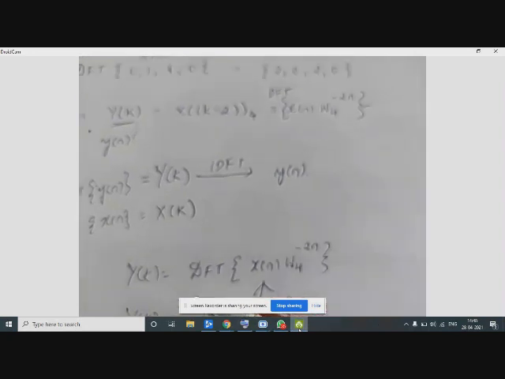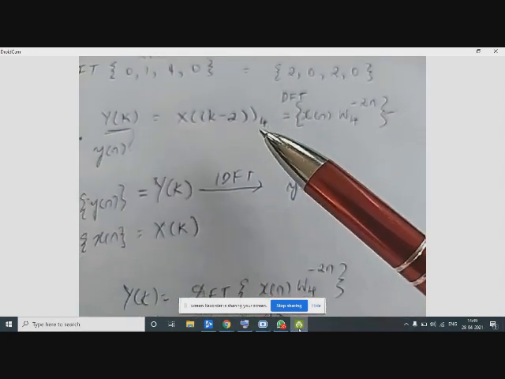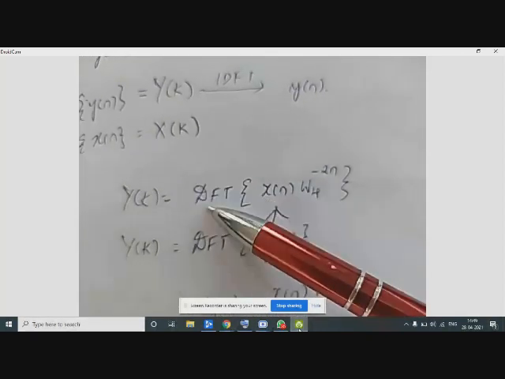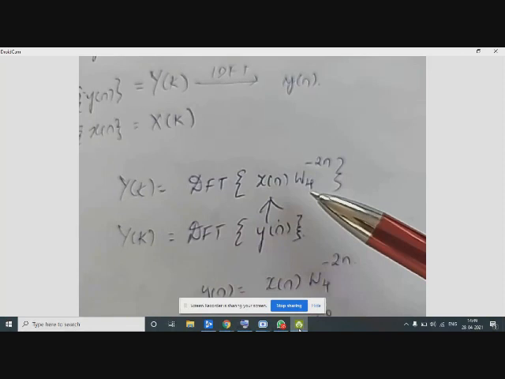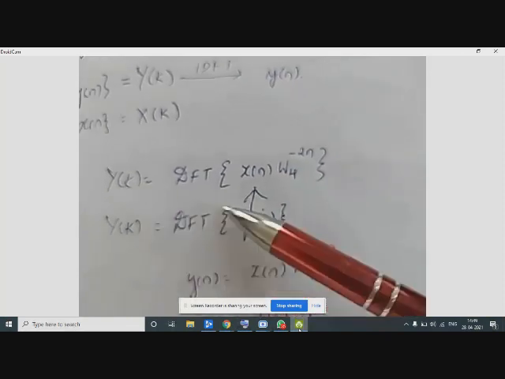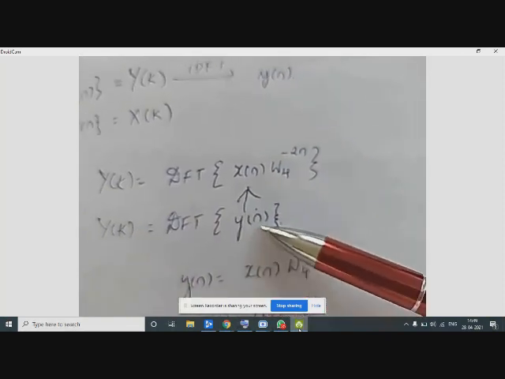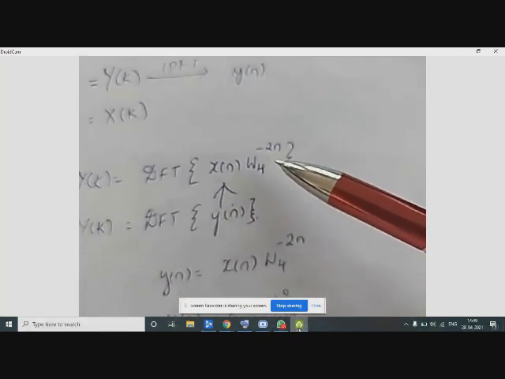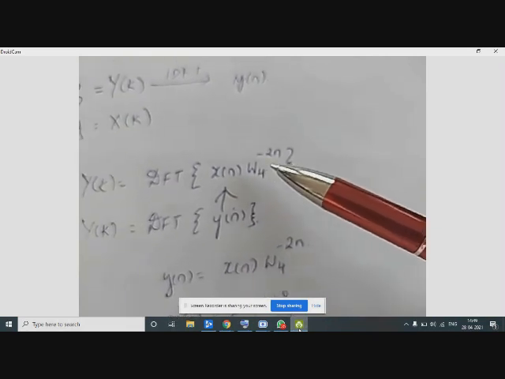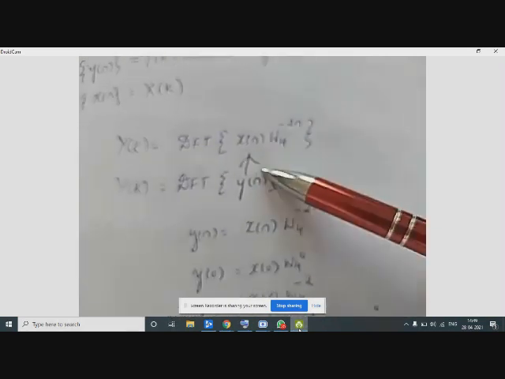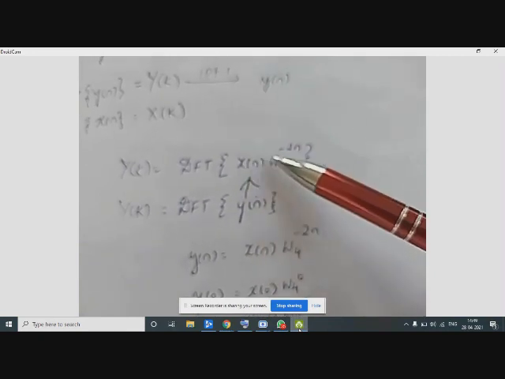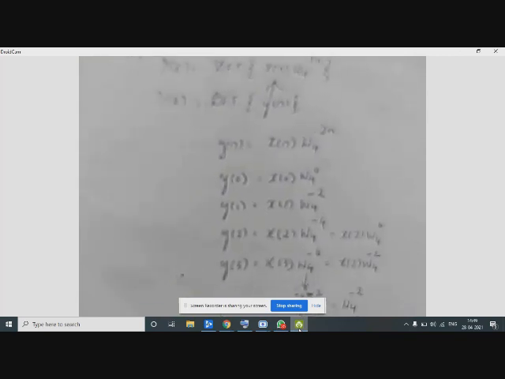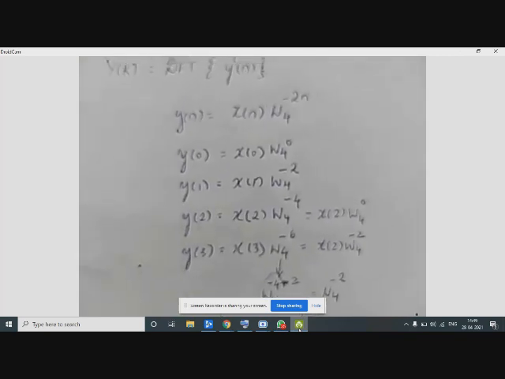Given from the question, y of k is x of k minus 2, that is DFT of x of n W4 power minus 2n. If y of k is equal to DFT of x of n W4 power minus 2n, y of k is also DFT of y of n. That means y of n is equal to x of n W4 power minus 2n. Yes or no? Very simple. They have asked you to find y of n. So if you find x of n into W4 power minus 2n, you obtain your answer. So that is what I have shown here.